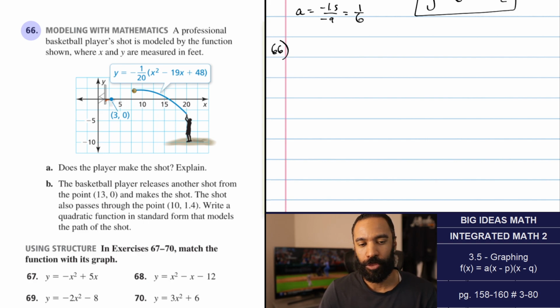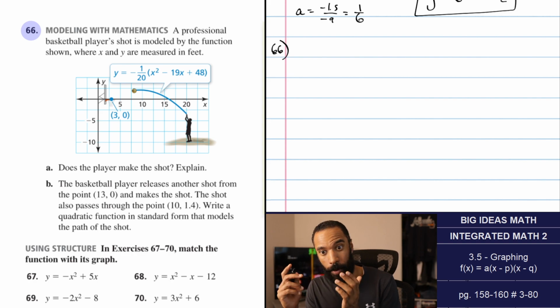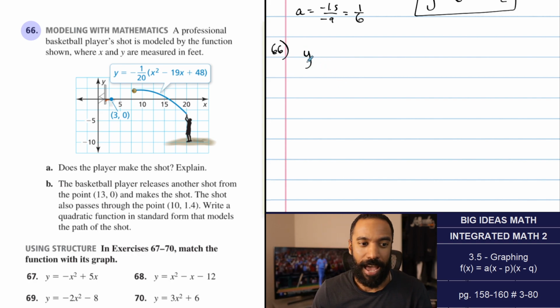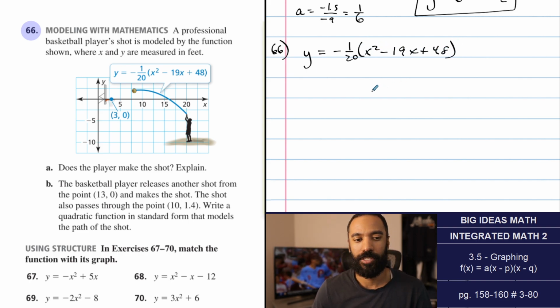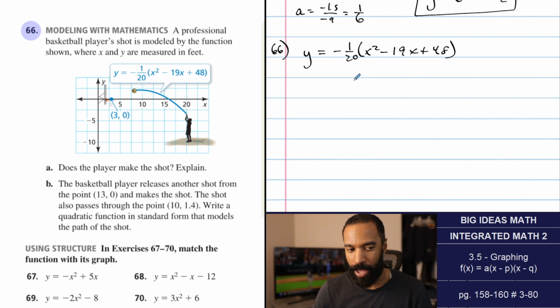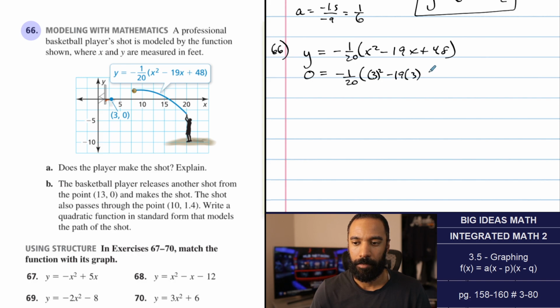We have to figure out if we hit (3, 0), basically. Do we hit 3 for x, 0 for y? That's part A. I have this equation, y equals -1/20 times (x squared minus 19x plus 48). I'm going to substitute 0 for y, 3 for x, and see if the left side equals the right side. 0 equals -1/20 times (3 squared minus 19 times 3 plus 48). Let's see if we get 0 equals 0.